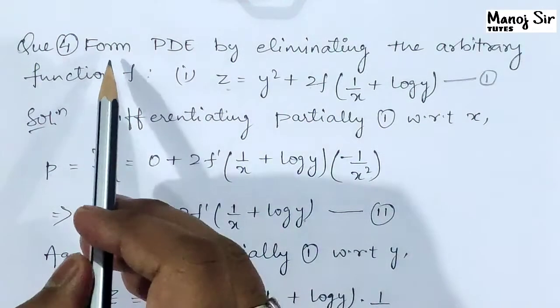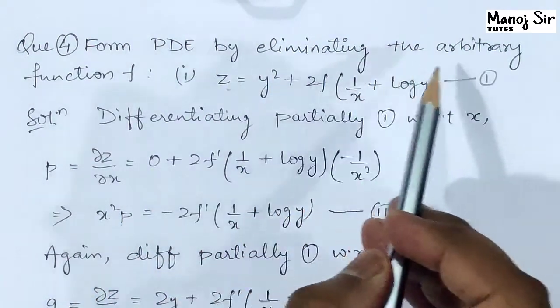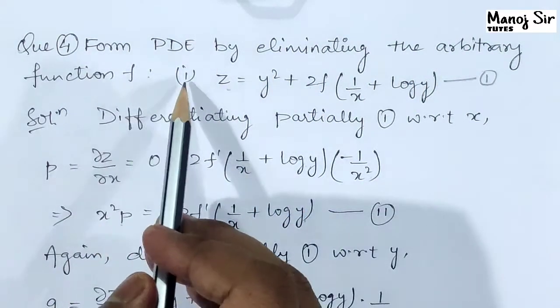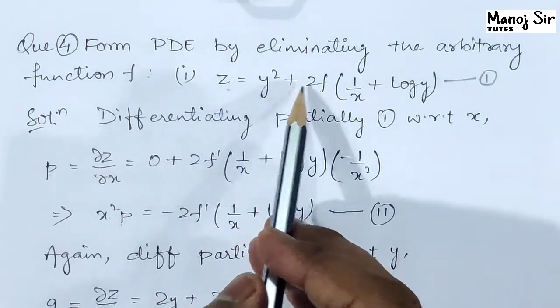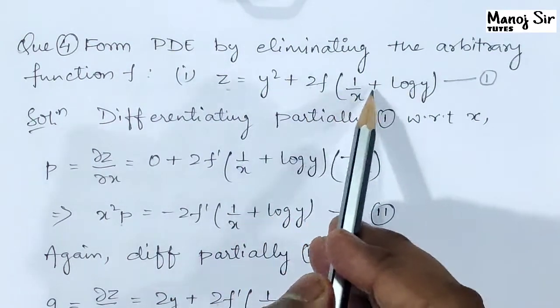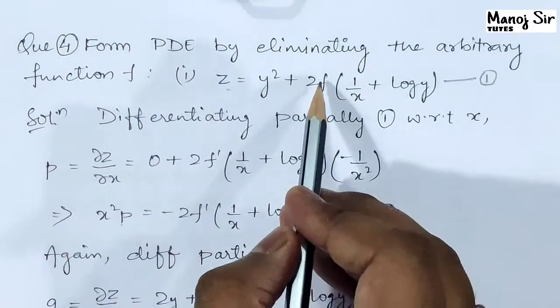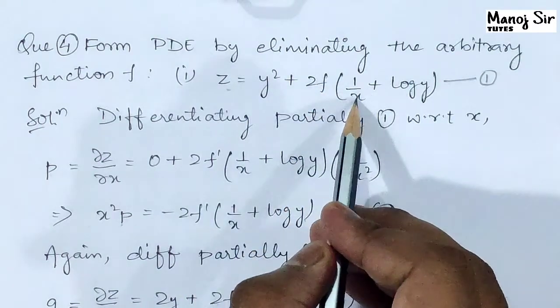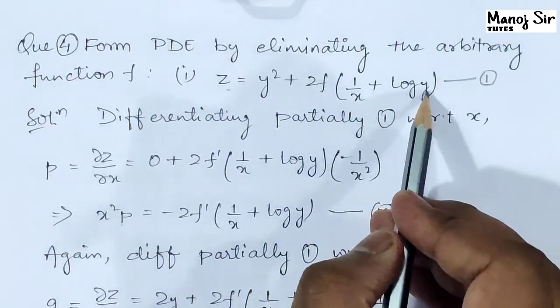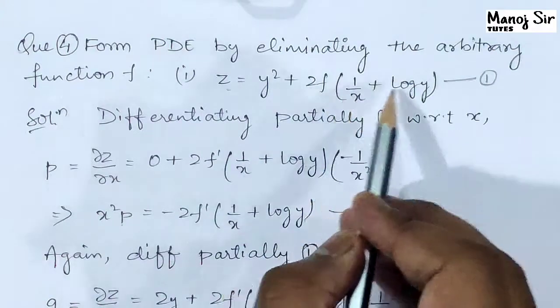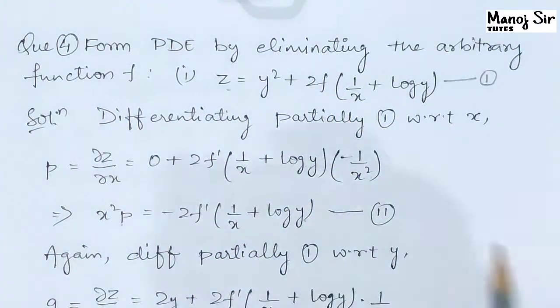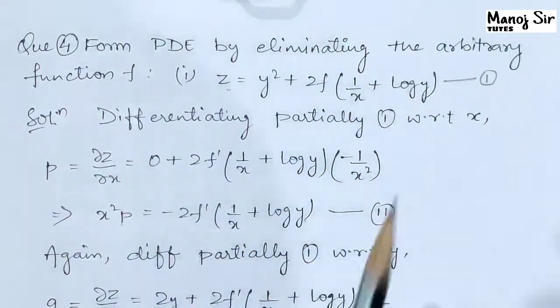The question says form partial differential equation by eliminating the arbitrary function f. First is z equals y square into twice of f of 1 upon x plus log y. This is my function f of 1 upon x plus log y. We need to eliminate this function, that is f of 1 upon x plus log y.